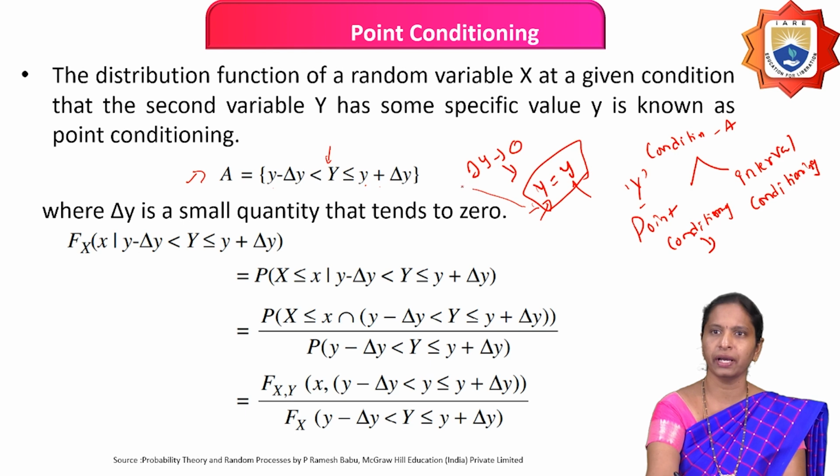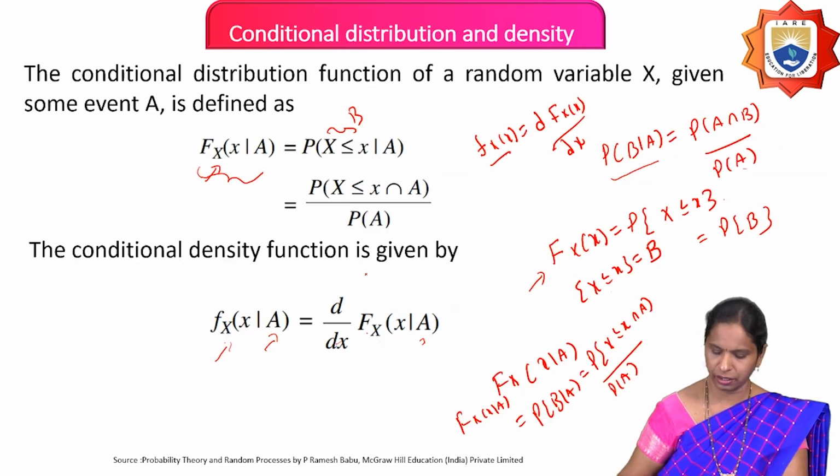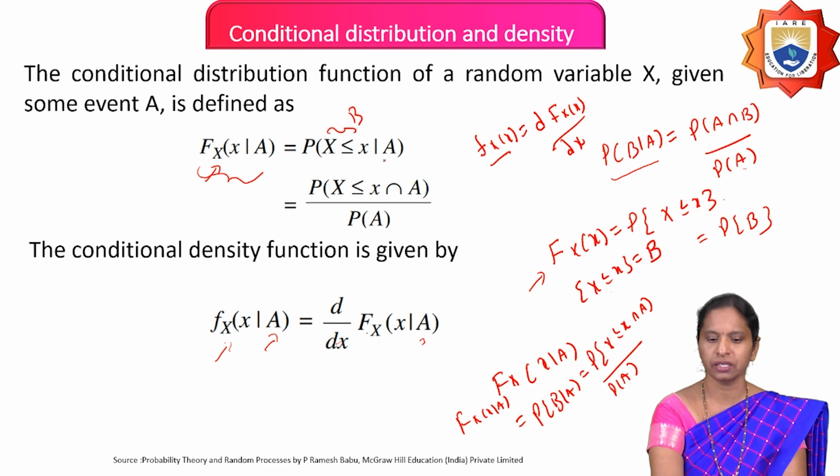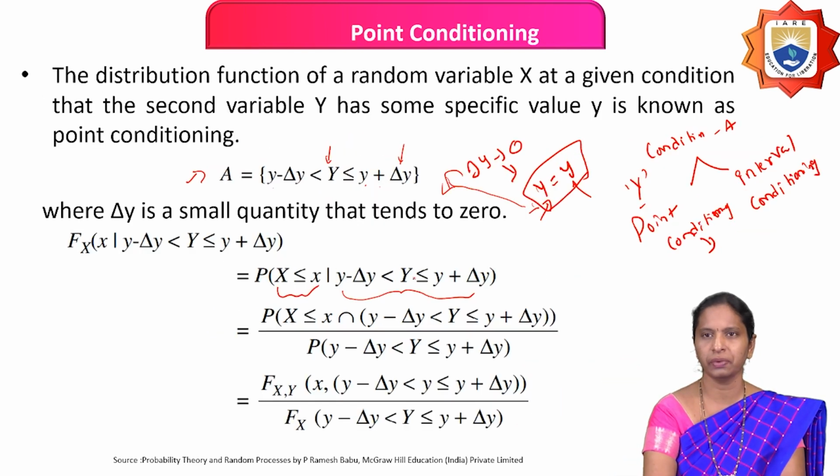So the same thing I am defining like this. The point conditioning I am defining in terms of the interval, which is y minus delta y to y plus delta y. Now, in place of A, what have I defined here? Fx of x by A. What is A here? y minus delta y less than or equal to y plus delta y. That is nothing but P of X less than or equal to x by A. In place of A, you substitute y minus delta y to y plus delta y.